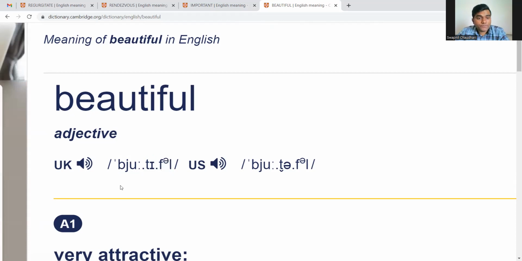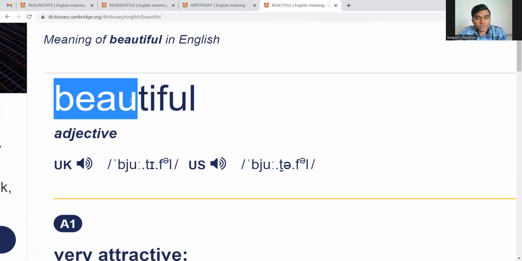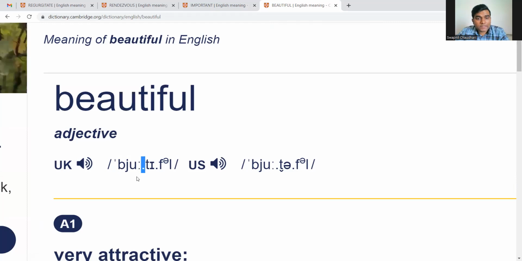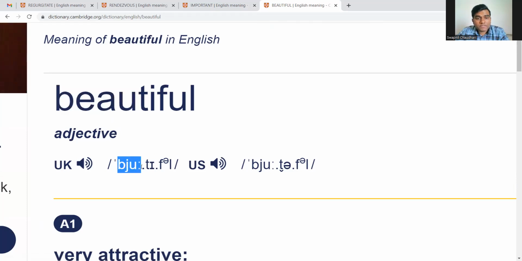Beautiful, right? So over here, by looking at this apostrophe, I can understand the stress is over here on the first syllable. So this is the area where the stress is, and look at that period sign. So we have bu, okay? That is our first part, and then we have t and fal, okay? Beautiful, right? So that is how this word is broken down, and that is how you can read it.